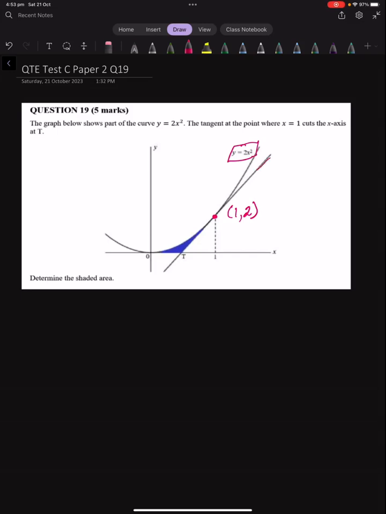I've got a tangent line. I want to be able to find where it cuts the x-axis. I'm probably going to need to know something about that line other than the point where it contacts the curve. And of course, the other thing we need to know is the gradient. Well, the gradient of the tangent is equal to the gradient of the curve at that particular point. When I do the derivative, I get dy/dx equals 4x. Therefore, when x equals 1, dy/dx equals 4. So therefore, the gradient of the tangent is 4.